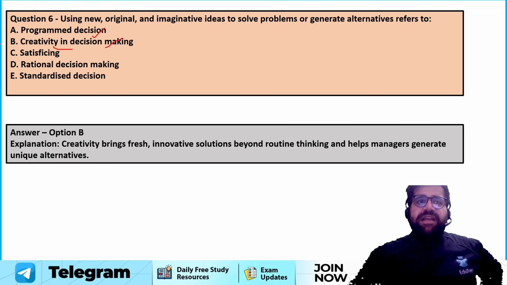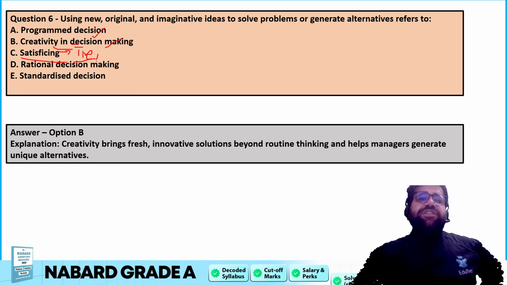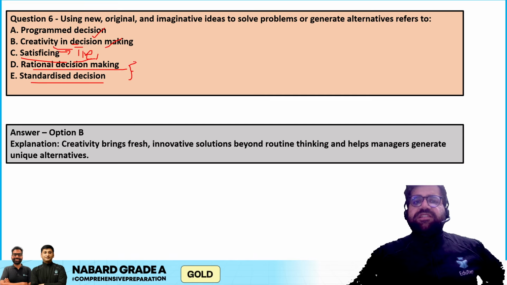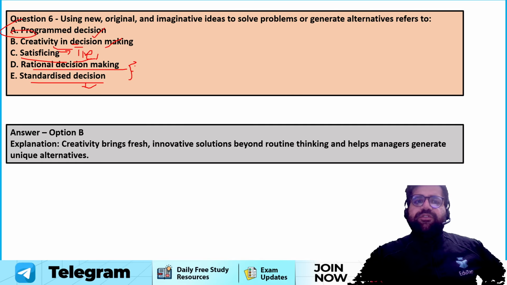Now, what is satisficing? Satisficing basically means what? That you are not participating actively in the group decision making process. You are just doing a time pass, right? So that is satisficing, and you will accept that particular decision which is not of good quality. Rational decisions, standardized decisions. This also we know, right? Rational decisions are those decisions which are made by your rational mind. Standardized decisions are kind of programmed only, right? So the correct answer over here will be option number B.